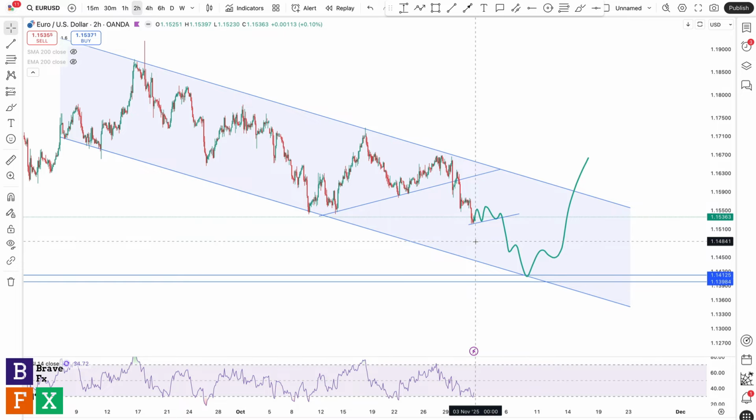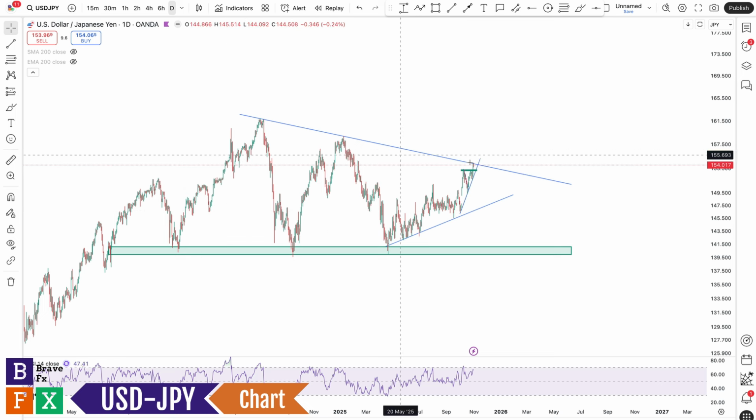So lastly, we'll be talking about the USD-JPY. The USD-JPY chart on the daily time frame looks extremely bullish, but we're currently trading around the area of resistance, so the resistance of this pattern over here. So this is a descending triangle, right? A support level, lower highs.